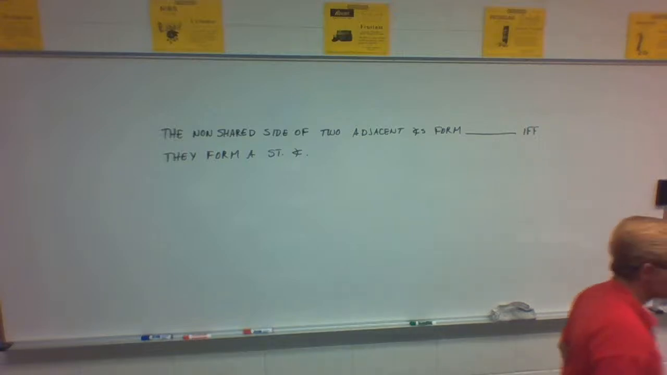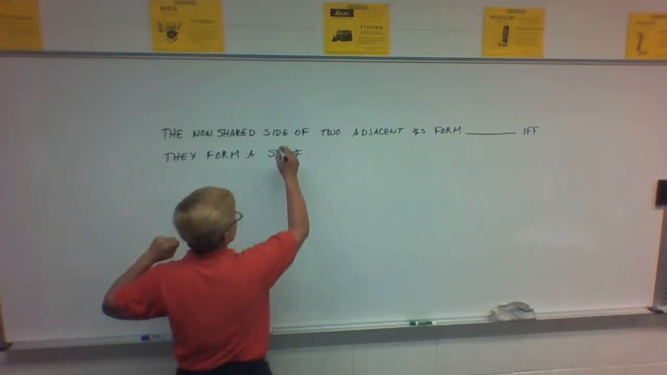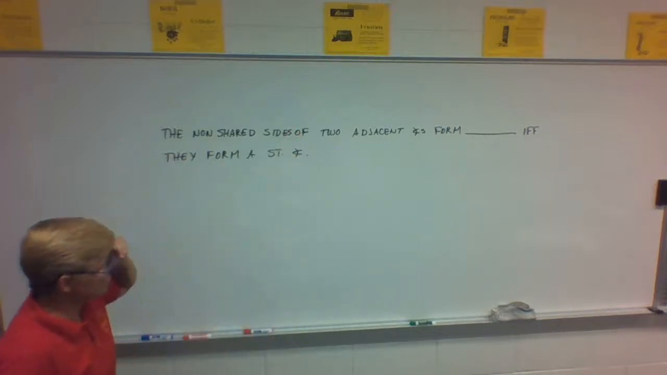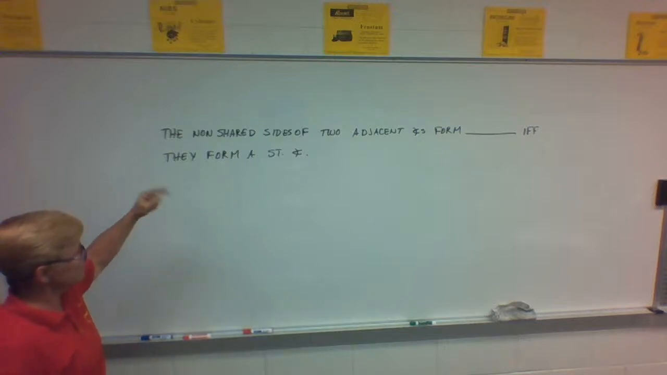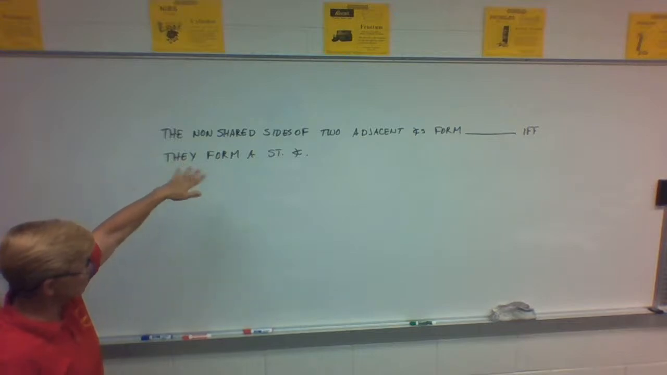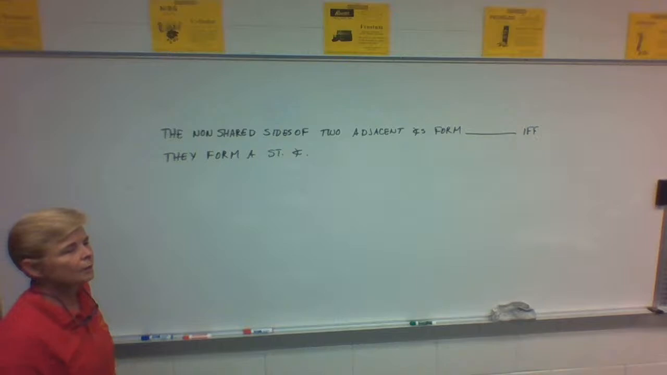A what? The non-shared sides of two adjacent angles form something. The name is what we're defining. If and only if they, meaning these two angles, form a straight angle. What would it be? A linear pair. He thinks it's a linear pair. What do you think?